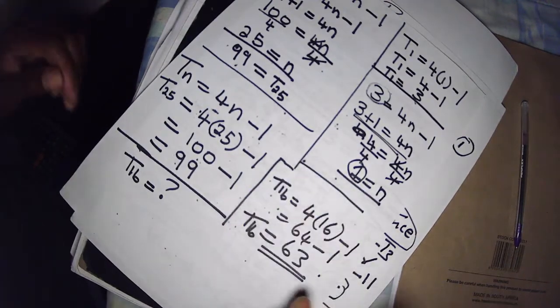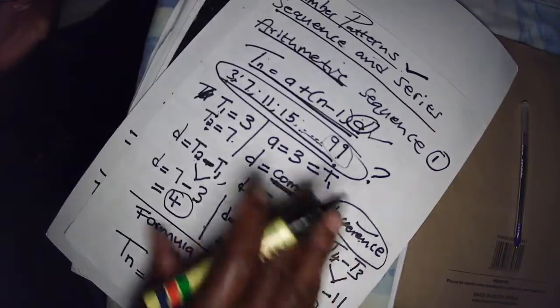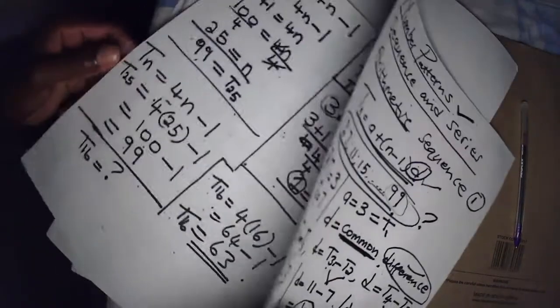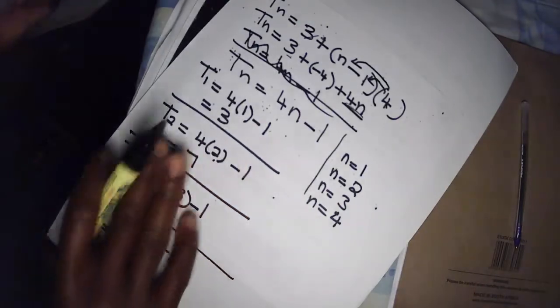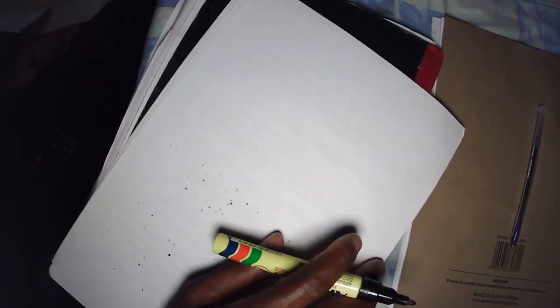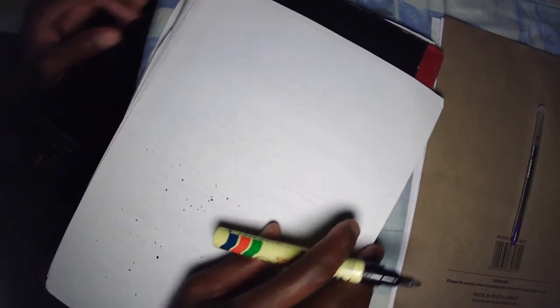So let us look at another example. This is the basic way of solving arithmetic problems. Of course, there is more. So right now I want us to look at the following.